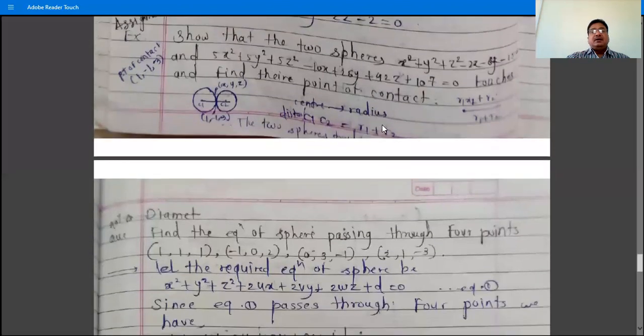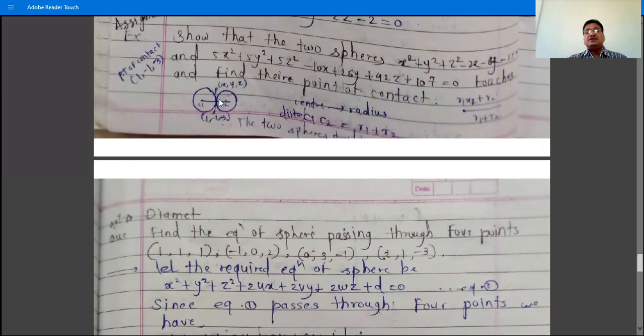Okay? And then how can we say that these two spheres touch each other? If the two spheres touch each other, it means they intersect in only one point, then we say the spheres touch each other. So when this happens, the distance between C1 and C2, that is the distance between their centers, is equal to R1 plus R2, the addition of their radii. That is, C1C2 is equal to R1 plus R2.